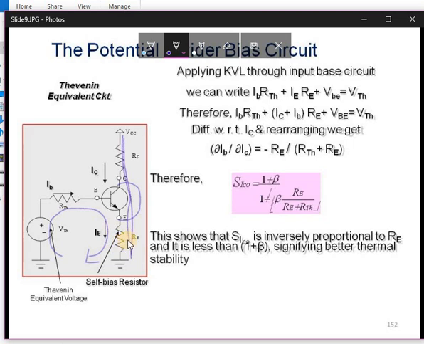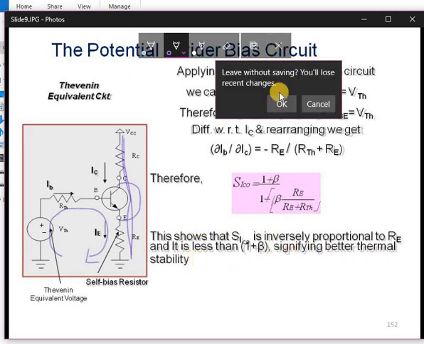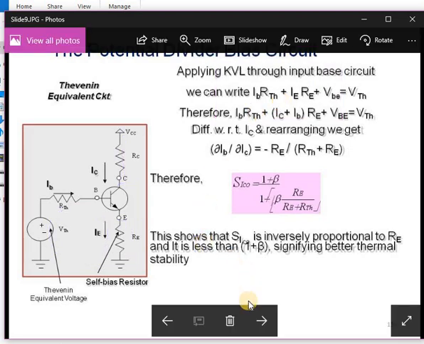So applying the KVL at the collector circuit, we get the collector current IC equal to VCC minus VCE by RC plus RE. In this potential divider biasing circuit, the stability factor is less than 1 plus beta, which signifies better thermal stability.